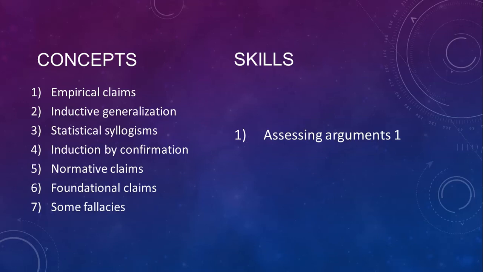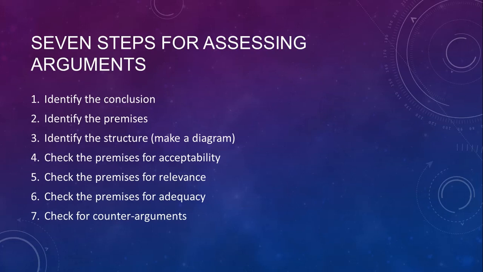And then on the 7th, it's a civic holiday, so there's no class 1 week from today, right? You have the 7th off. And then on the Wednesday, we'll move on to the other steps. There's 2 other steps, checking for relevance and checking for adequacy. Okay?